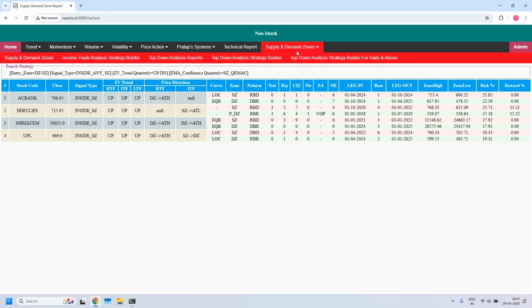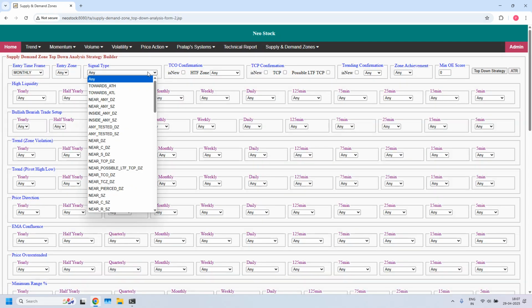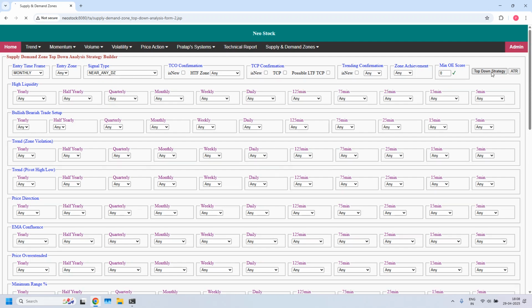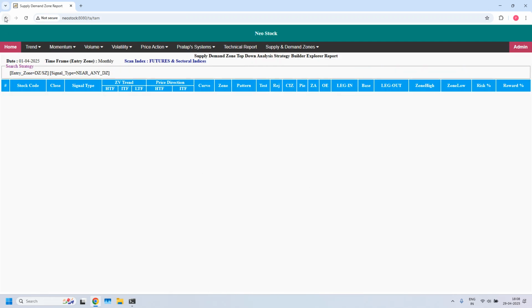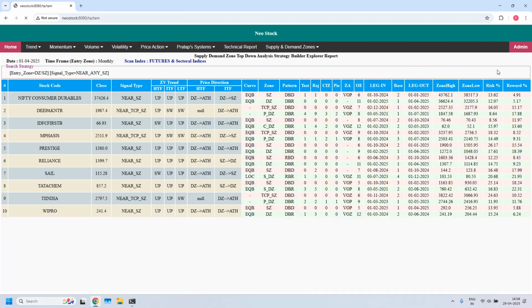Okay, next time frame is monthly. Stocks near monthly demand zone: no stocks are available. Stocks near monthly supply zone: 10 stocks are filtered.